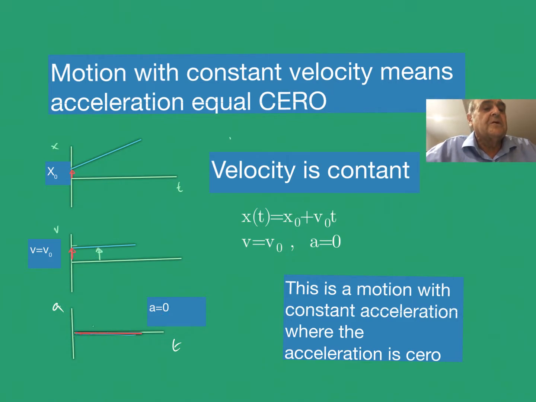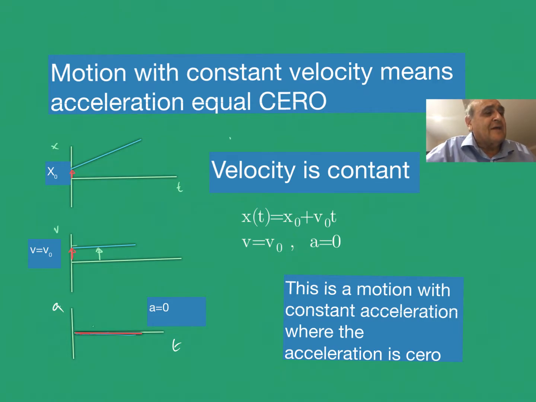A should be 0. So the equation that we have used for motion with constant velocity was x equals x0 plus v0 multiplied by t. And this equation is written when the condition is satisfied that the velocity v is constant, is always v0. And of course, if the velocity is constant, the acceleration is 0. So this is also a motion with constant acceleration, but in this case, the acceleration is 0.